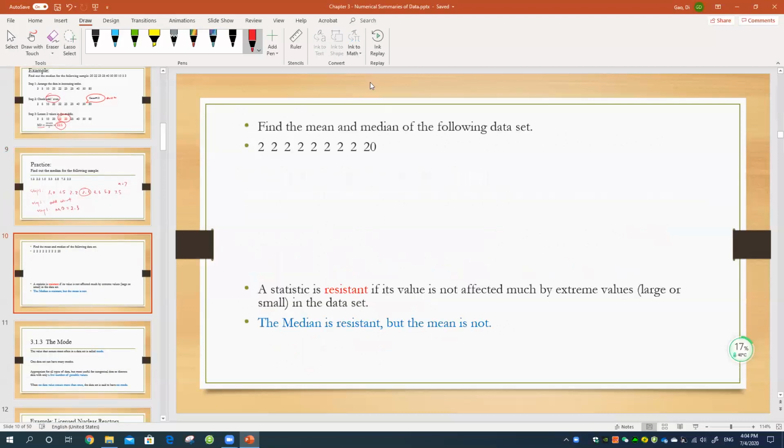And then now let's look at another one. Find the mean and median for the following data set. For this data set, we're going to look at the mean and the median. To obtain the mean, x bar equals the sum of x divided by n. We have 8 twos, so that's 16. And then 16 plus 20, that's 36. And divided by the number of values.